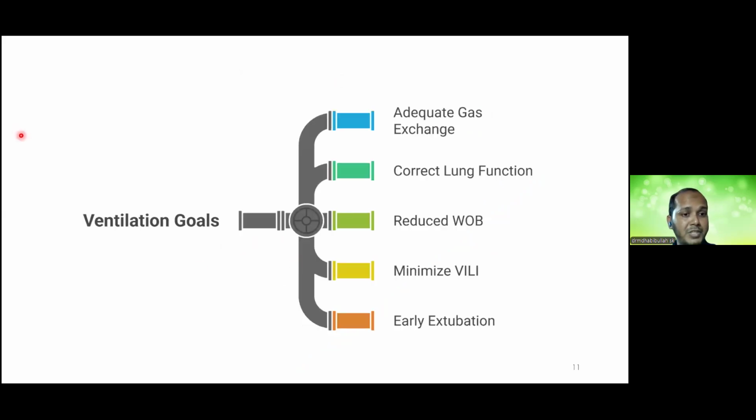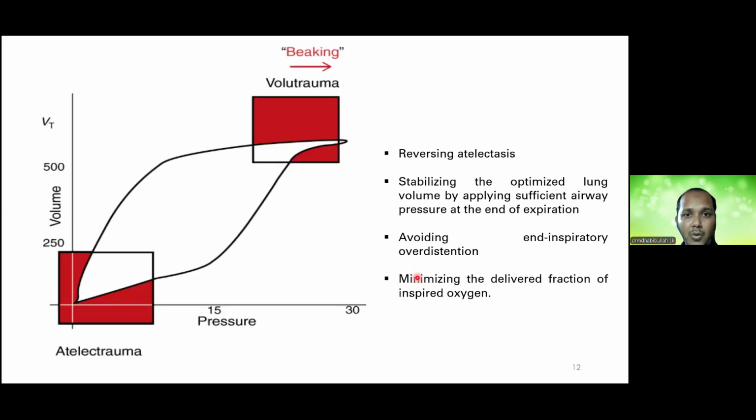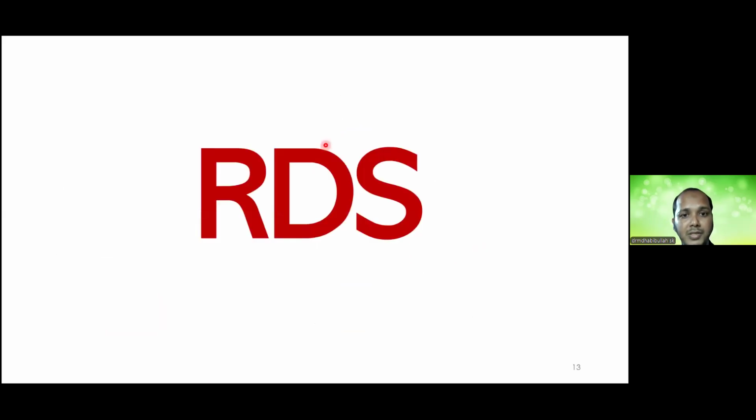Our goal for mechanical ventilation is always adequate gas exchange, but at the same time you have to correct the lung function for which you have to ventilate, and also reduce the work of breathing. At the same time, you have to minimize ventilation-induced lung injury. So how can we reduce ventilation-induced lung injury? We usually use the lung protective strategy. This has to avoid atelectrauma. I think this PV loop is known to all. We have to prevent this atelectrauma. We have to open the alveoli and also keep them open. At the same time, we should not go to the beaking part of this PV loop so that volume trauma can be avoided.